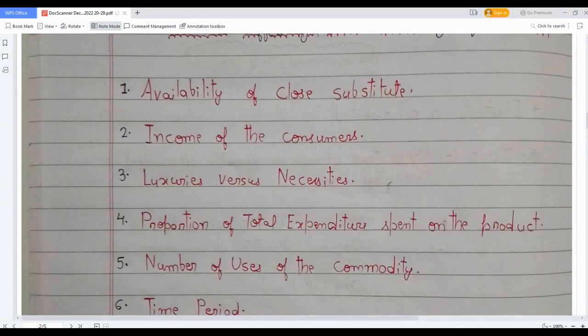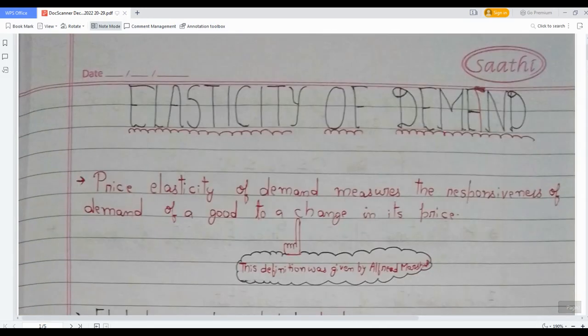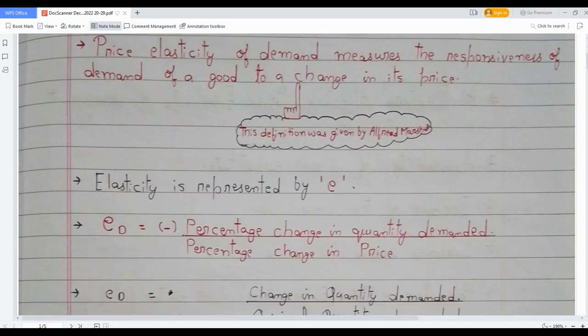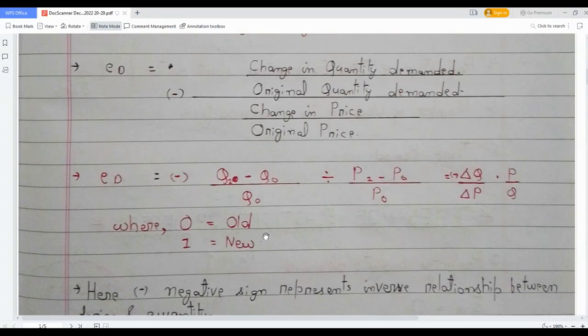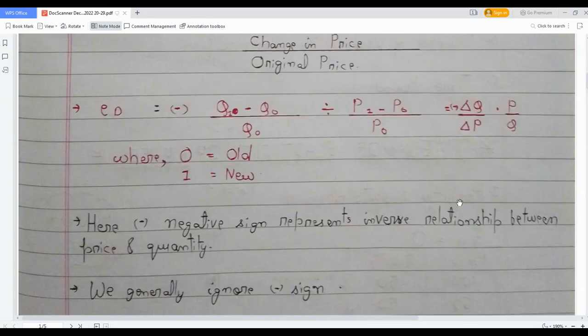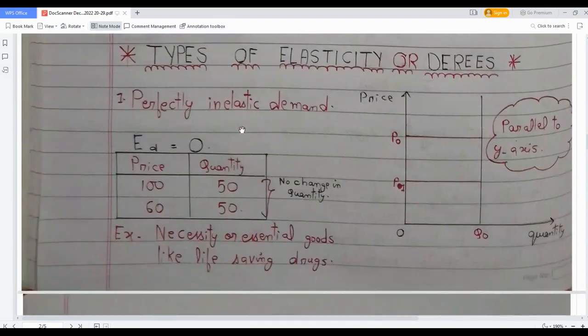First we will see a brief description of what we have read till now, that is, elasticity of demand measures the responsiveness of demand to a change in its price. See this formula, we will discuss this formula today. We have to learn this formula. Okay, now these are the factors. Now we will start with the types of elasticity or degrees of elasticity.